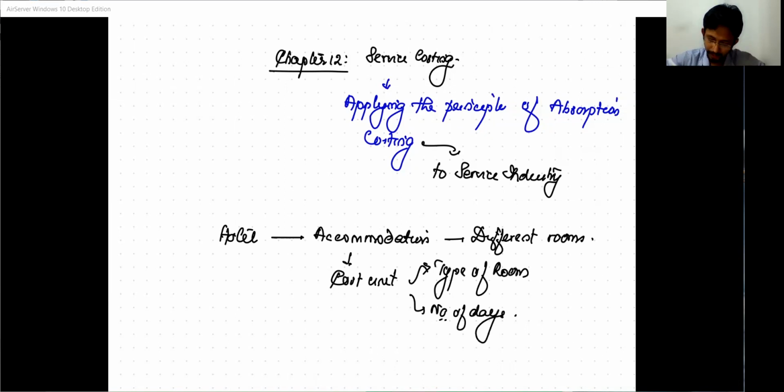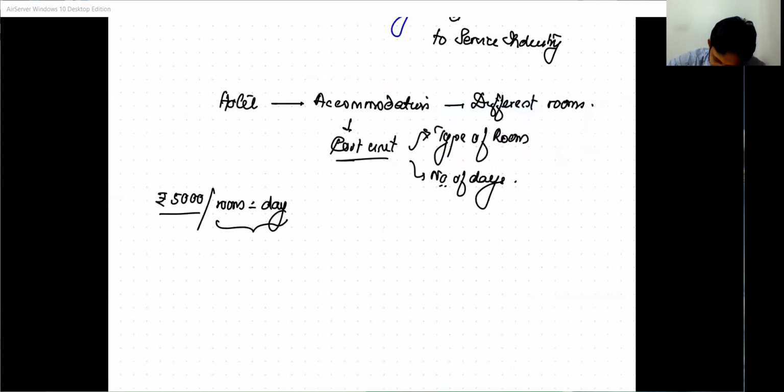If you simply say that the cost unit or the tariff is rupees 5,000 per room, there will be a confusion. What will be the confusion? You will not know whether this 5,000 is for 1 day or for 2 days or 3 days, or even for 1 month. That is not clear. So you have to say 5,000 is the tariff per room day. Per room day, which means what? This room day is a composite cost unit.